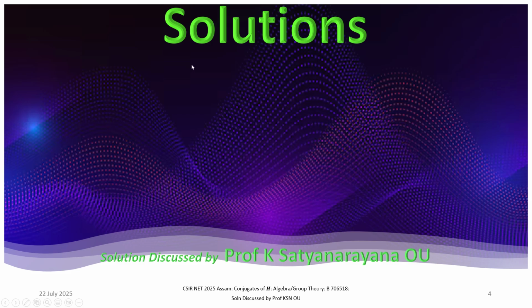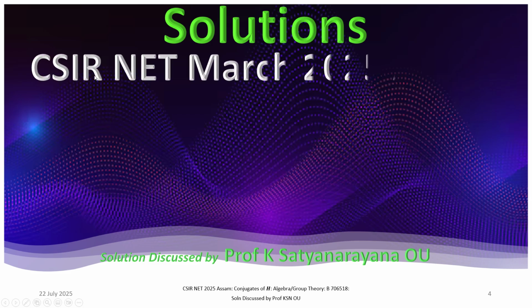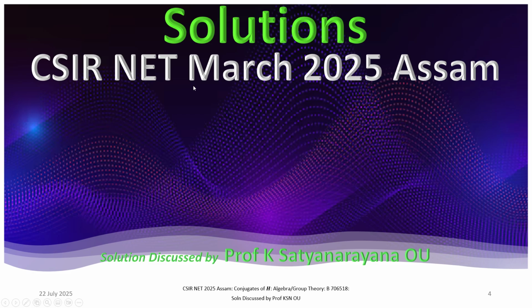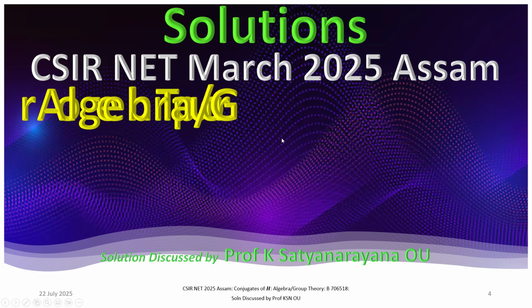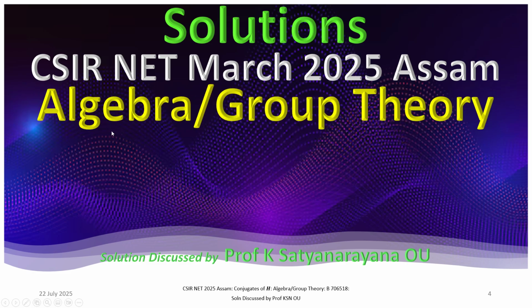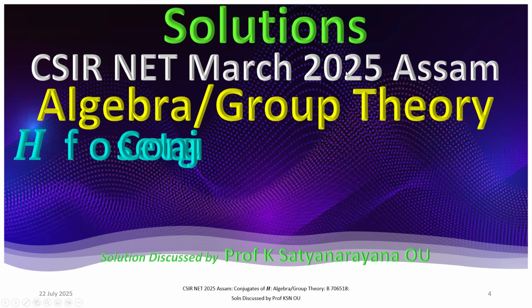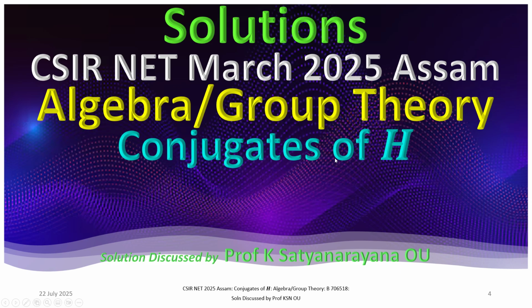We continue the discussion of the solutions of the problems from the question paper CSIR National Eligibility Test held in the month of March 2025. It is a rescheduled examination for Assam Center. In this video, we discuss the solution of a problem from the section Algebra, and the question is from group theory, and it is related to the conjugates of the elements of a subgroup H.